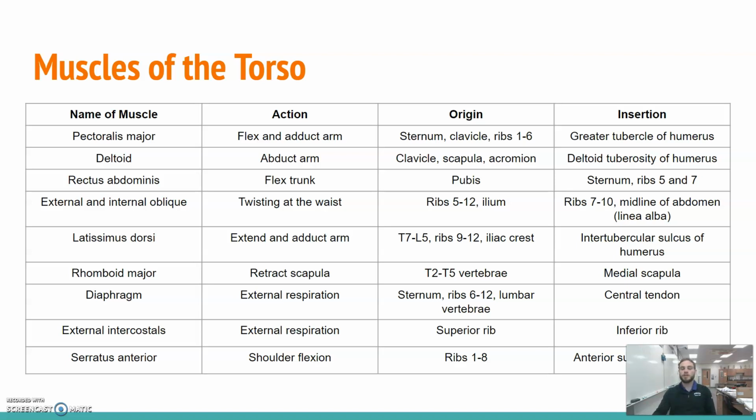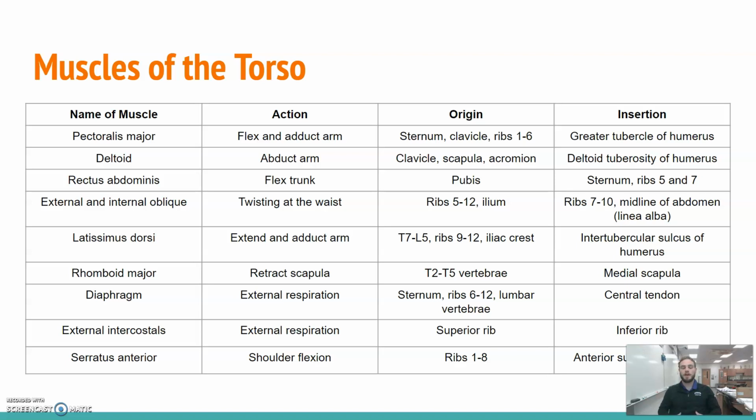It is going to originate on the clavicle, scapula, and the acromion right here, kind of the point of your shoulder. You can kind of think of it that way. And it's going to insert on the deltoid tuberosity of the humerus. So as it inserts onto that humerus and as it pulls that insertion towards the origin, that is going to abduct your arm.